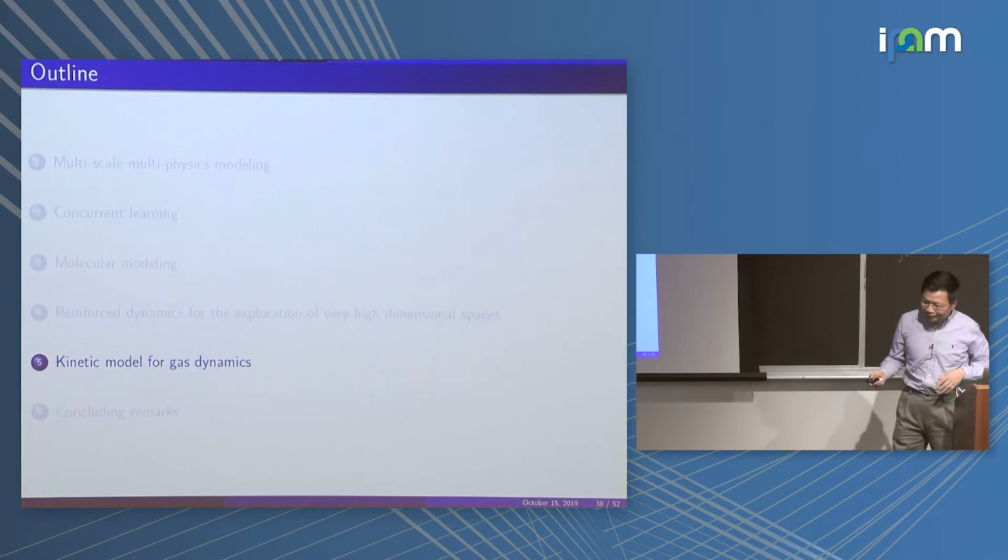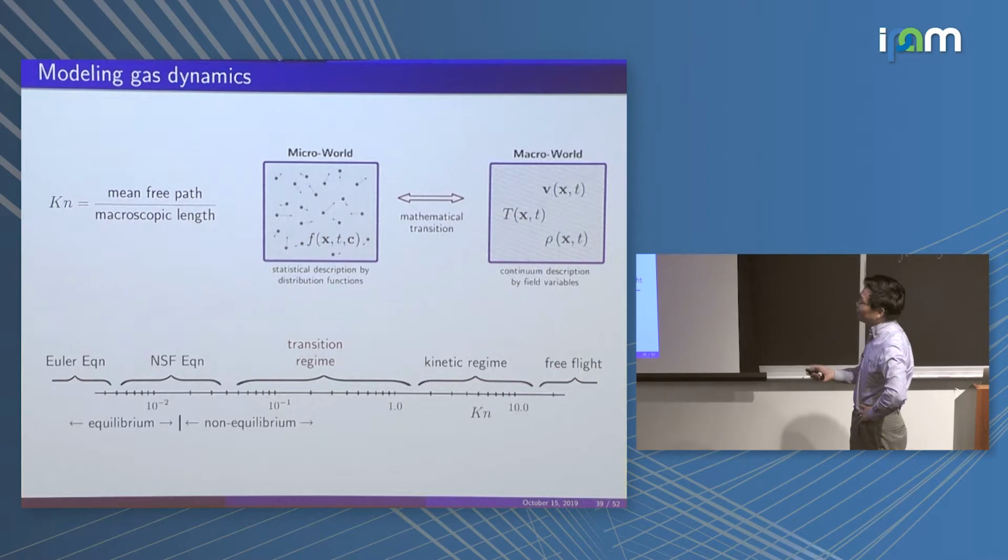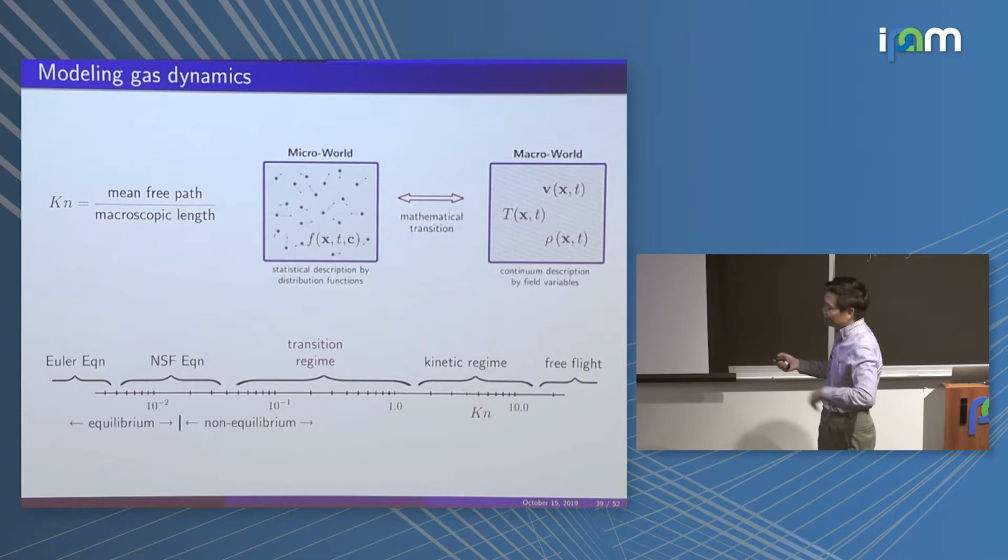Okay, so the last example is a kinetic model for gas dynamics. So this is gas dynamics. These are gases. Gas molecules collide with each other. An important quantity is the Knudsen number, which is the ratio of the mean free path, that's the path between collisions, to the macroscopic system size. So that's the Knudsen number.